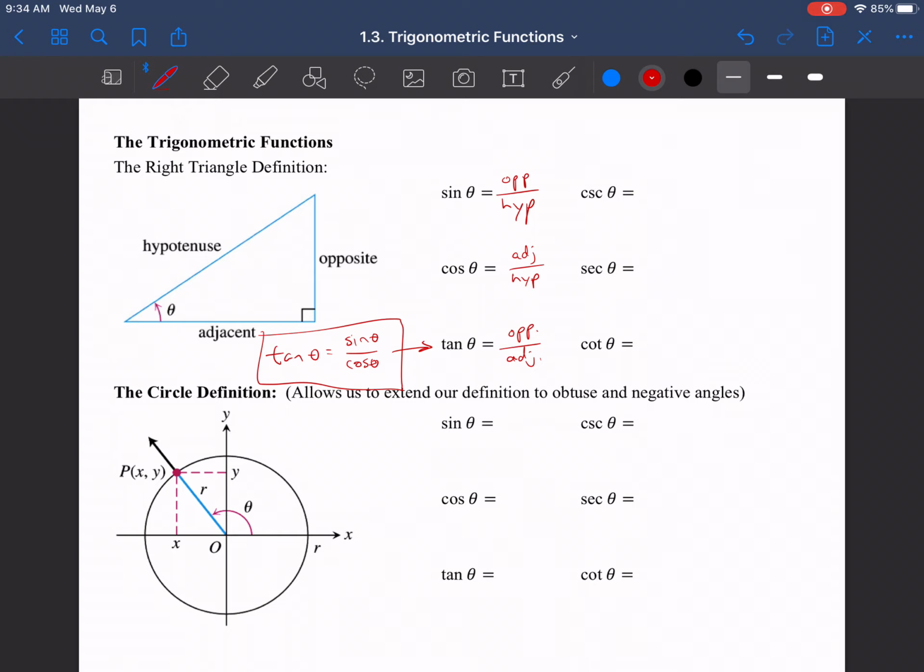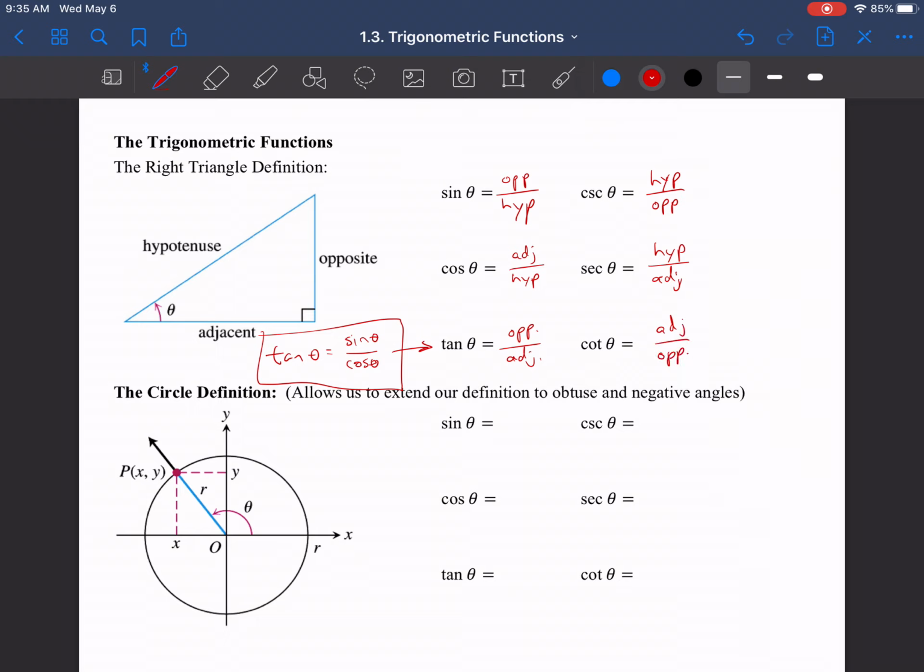Cosecant is just a reciprocal of sine, which makes it hypotenuse over opposite, so just flip sine over. Secant is the reciprocal of cosine, so it's hypotenuse over adjacent. And then cotangent is just the reciprocal of tangent, so that's just adjacent over opposite.